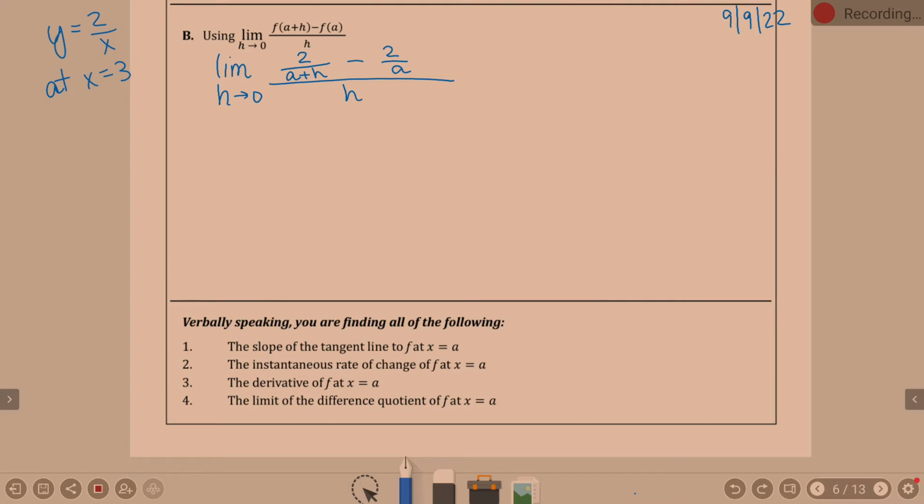Unless I'm mistaken, I feel like we did one like this in the last lesson where we have the h on the bottom. What I'm going to do is pull the h out front, and take these two fractions on top and combine them into one fraction. Did we do that the other day?